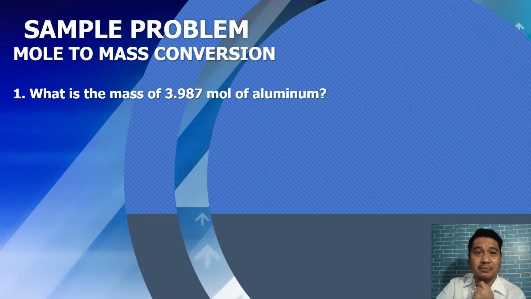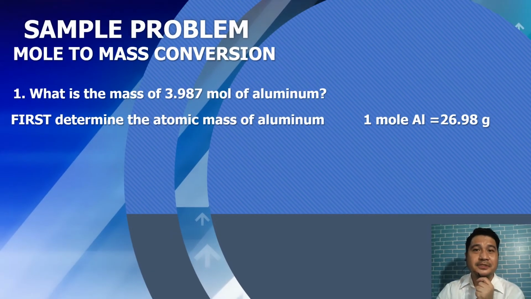Let's have the sample problem for mole to mass conversion. What is the mass of 3.987 moles of aluminum? To calculate for the unknown quantity in this problem, determine the atomic mass of aluminum. 1 mole of aluminum is equal to 26.98 grams.